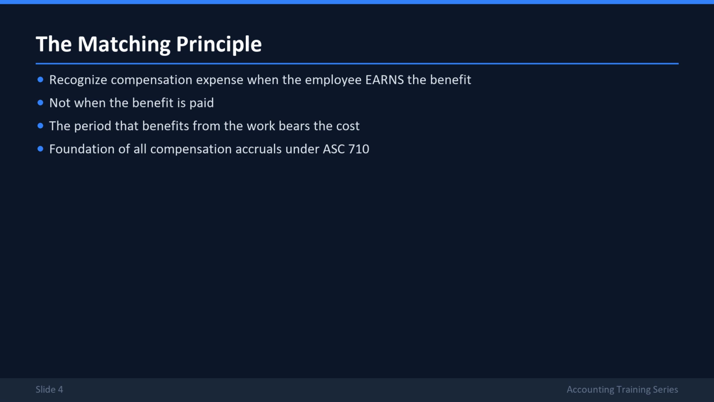The core principle underlying all of ASC 710 is the matching principle. Compensation expense must be recognized in the period the employee earns the benefit, not when the employer actually pays for it. This means that if an employee earns vacation time in December but takes that vacation in February of the following year, the expense belongs in December. The period that receives the benefit of the employee's work must bear the full cost of that work.